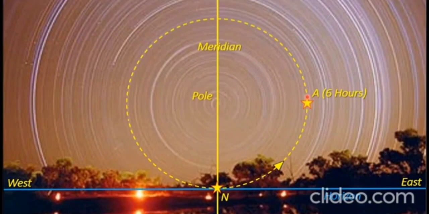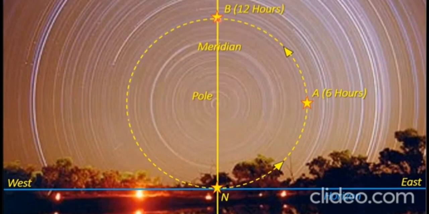After this, it is going to move further on its declination circle, again shown by the yellow color arrow on its declination circle. And after about 12 hours, the gyro star is going to be at this particular location. This is point Bravo. The gyro star is going to reach this particular location after 12 hours.